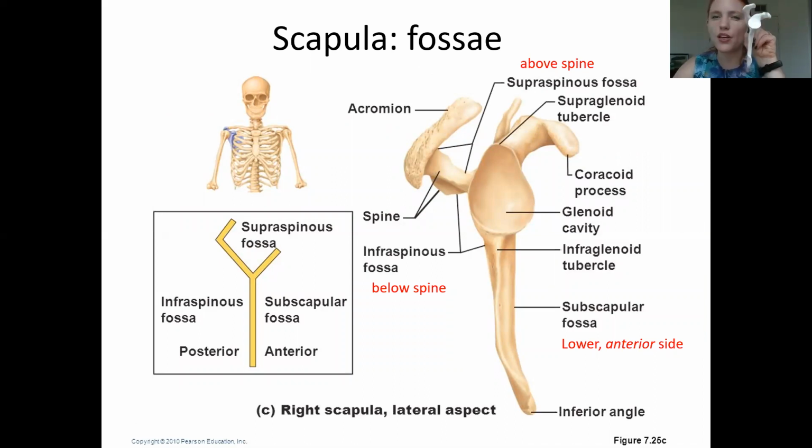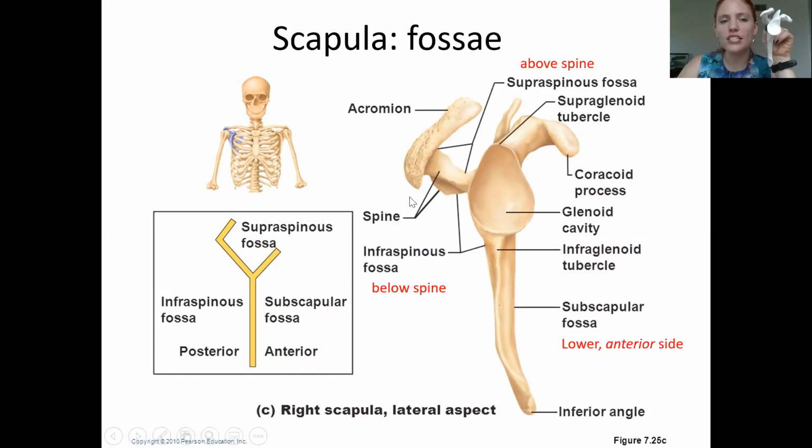Okay, so let's look at some fossas. When we look at the scapula, remember here's the glenoid cavity, that's where the humerus connects. We're going to notice 3 fossas, or fossae, I guess, is the plural. So what is a fossa? Remember, if you don't know those general bone feature terms, you really need to get on this because you'll notice they come back over and over again.